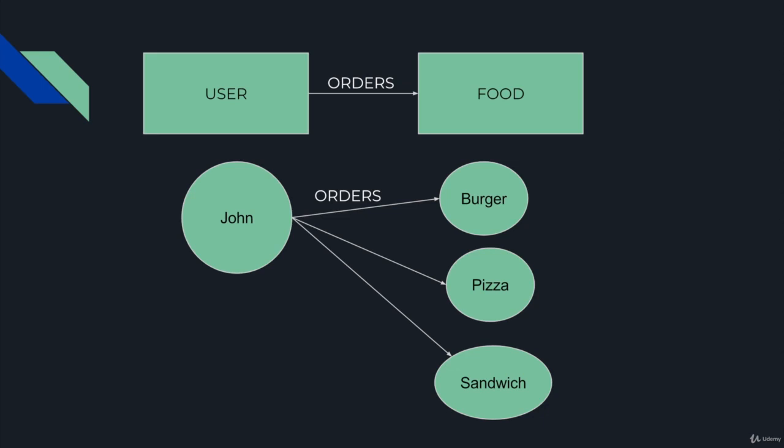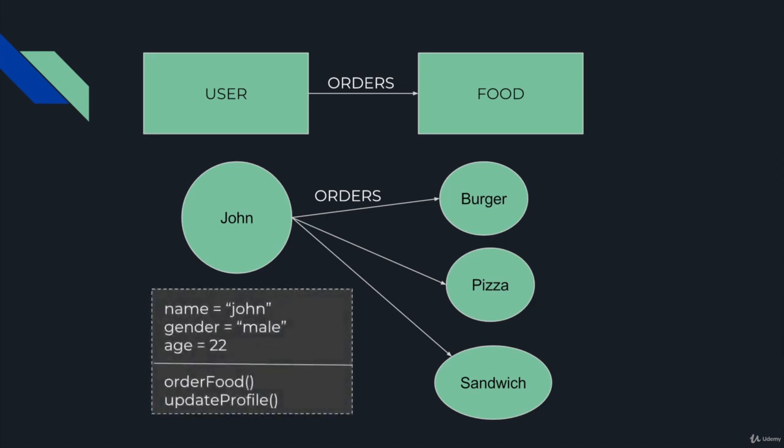Now in programming, John will be nothing but an object that has certain state and behavior. John will be represented like this in programming. As you can see, John has certain state like name, gender and age, and we have defined name is John, gender is male and his age is 22. John can have certain behavior like he can order food and he can update his profile. This behavior John will be using to perform certain actions.